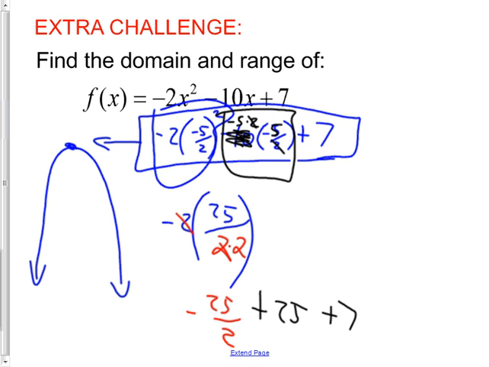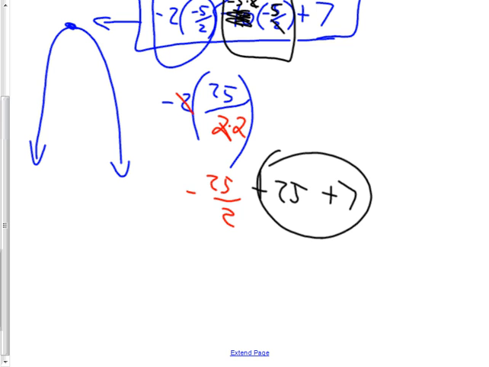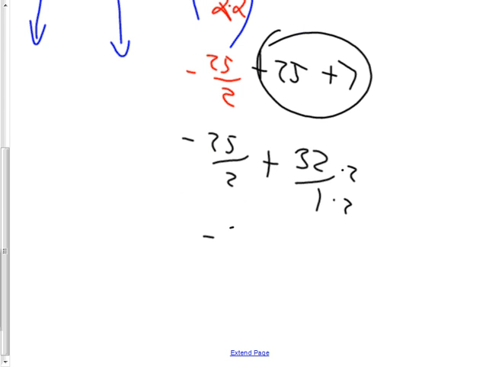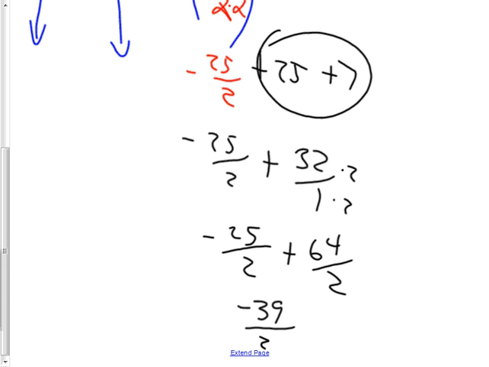Whew, 25 and 7 can add together. That makes 32. But now I got to add negative 25 halves plus 32. What I'd recommend is getting a common denominator. What's a good denominator? 2's, and therefore multiply this by 2 and this by 2. So negative 25 over 2 plus 64 over 2. We're so close. Finish it. 39, I'm going to double check that. You are right. Negative 39 halves. Yes?